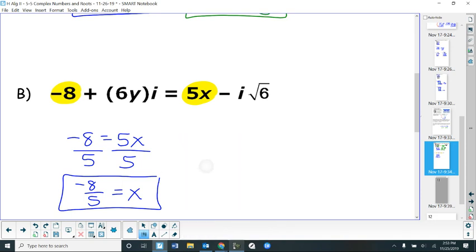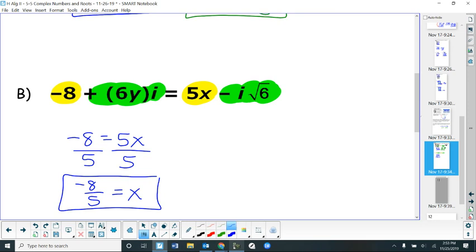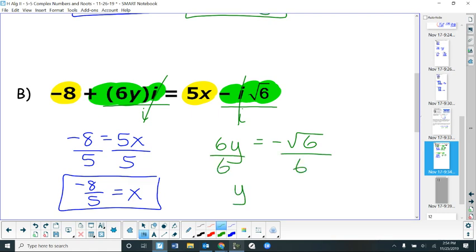Now, the imaginary parts, I got positive 6yi equals negative i square root of 6. So once again, if I think about dividing these by i, the i's cancel. I get 6y equals negative square root of 6. And so now I'm trying to solve for y. So I just divide by 6. And I get y equals negative square root of 6 over 6.